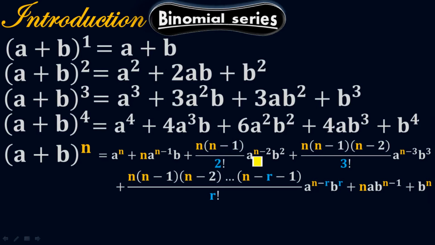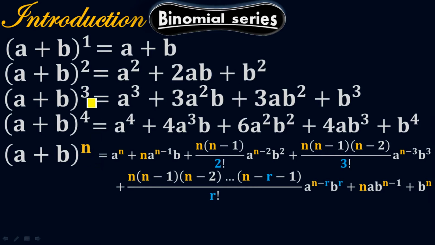Similarly, I have a to the 2 minus 2. 2 minus 2 is 0. So I will have a to the 0 times b squared. A to the 0 is 1. Therefore, I will have plus b squared. So I got the exact right side by using the binomial series when I plugged n equals 2 here. I will get a squared plus 2ab plus b squared.